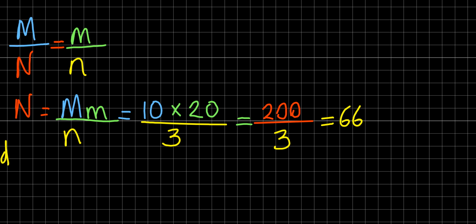Which is back where we started, which is 66.6 recurring. And the answer is either 66 or 67.